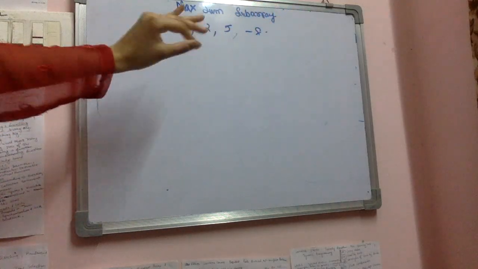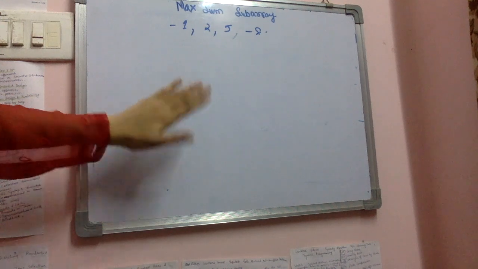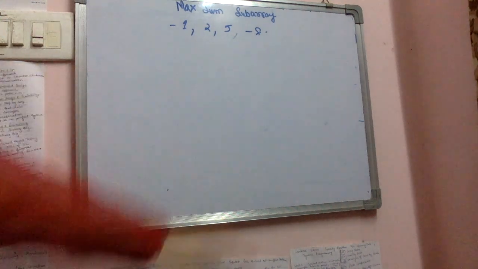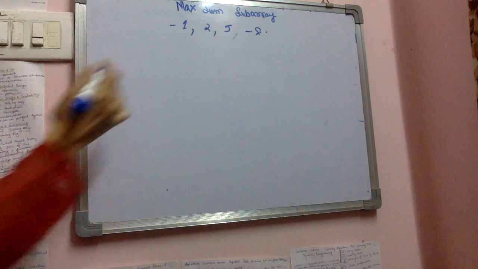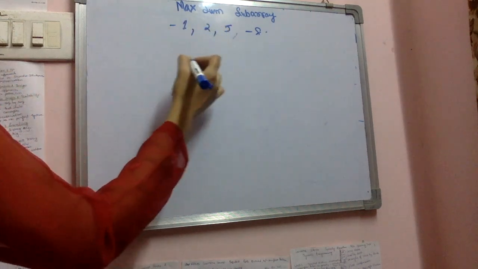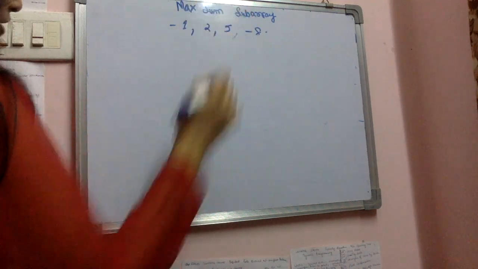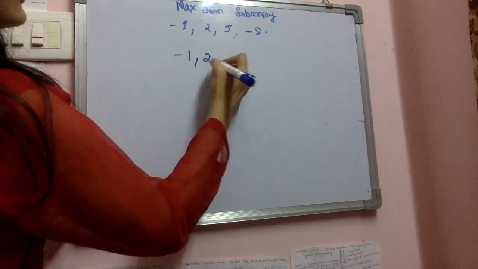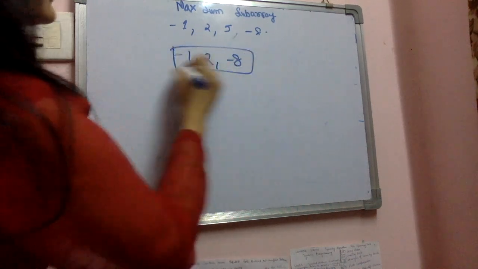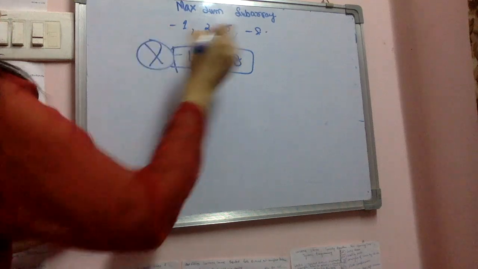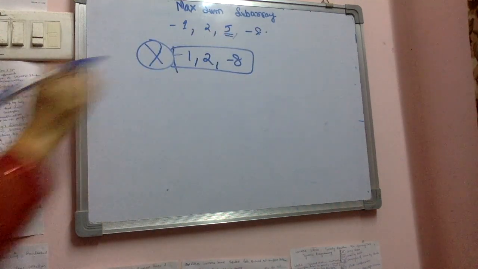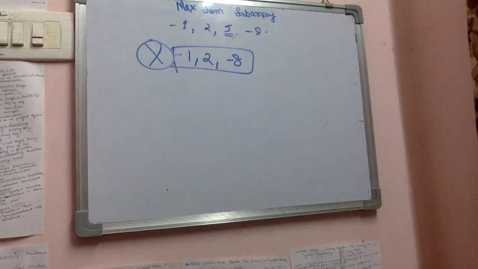So let's get started. In the maximum sum subarray problem, we are looking to find a non-empty contiguous subarray with the largest sum. So we are looking at a contiguous subarray and not a non-contiguous one. What do I mean by that? If I take these three elements, this is not a contiguous subarray because 5 is missing. So we are only looking for a contiguous subarray.